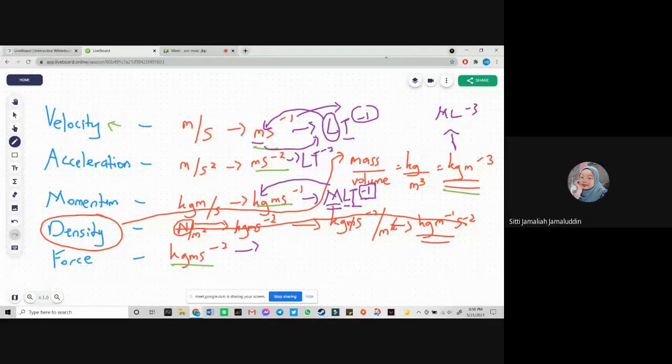MLT minus 2. Yep, MLT minus 2. Okay, these are the most direct questions they will ask. Memang paling direct they'll ask velocity like this.